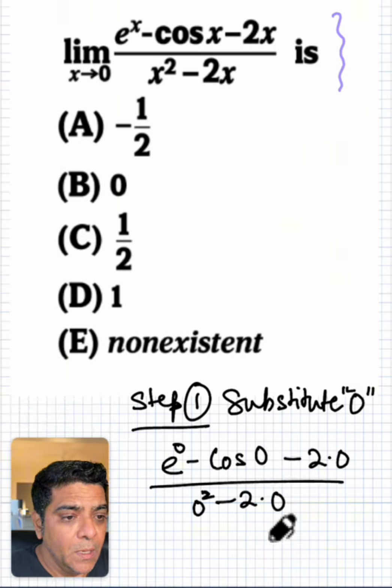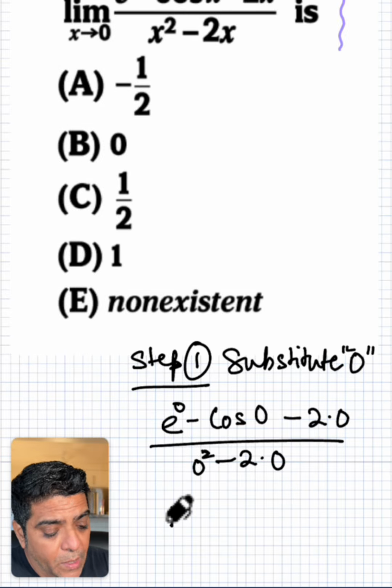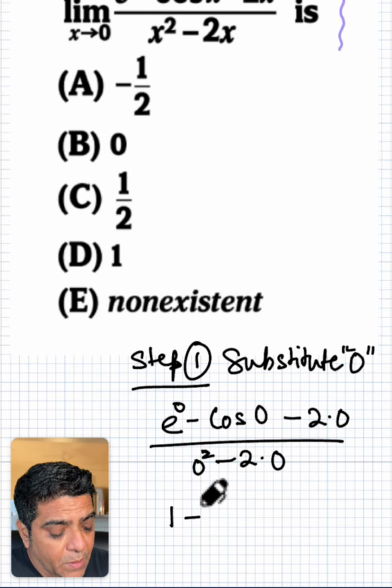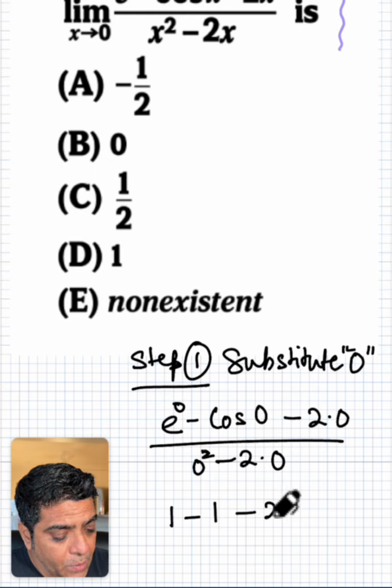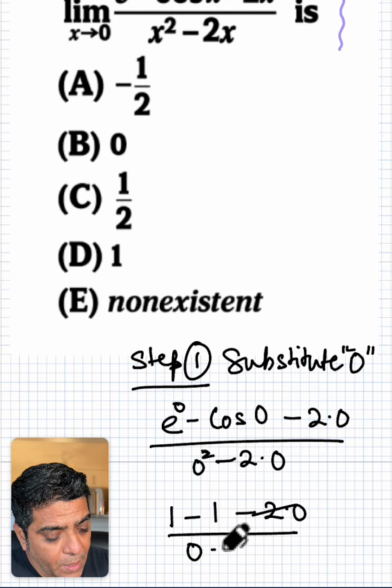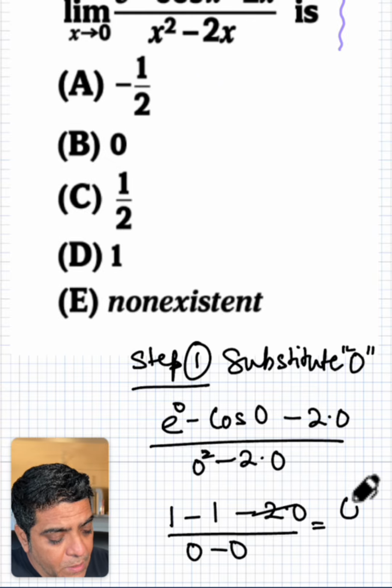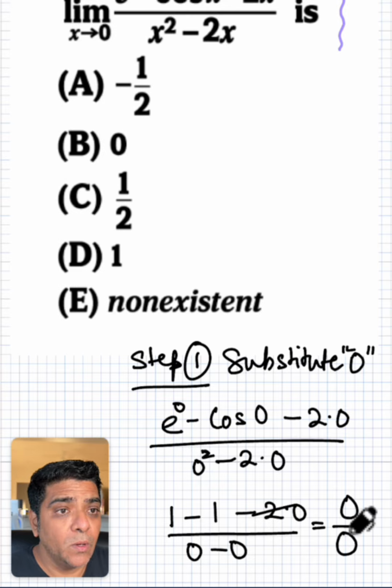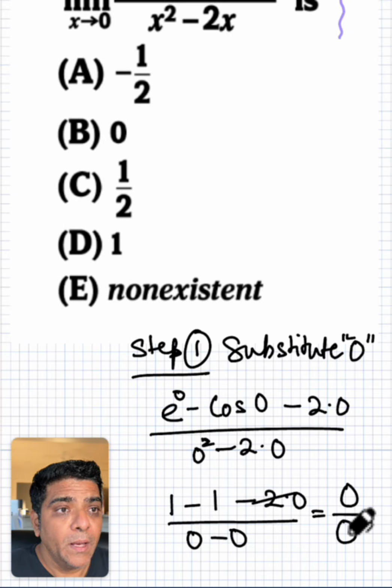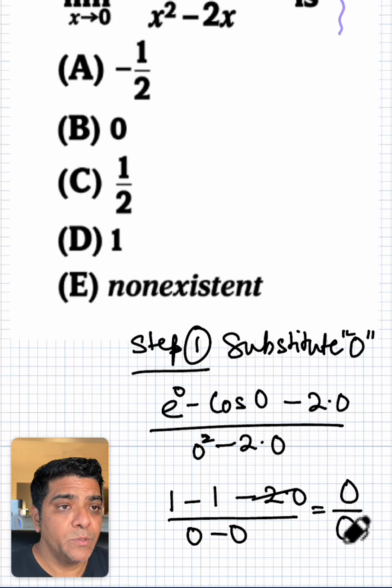Okay, so let's go ahead and clean that up a little. e to the power of 0 is 1, and then minus cosine of 0 is 1, so 1 minus 1, minus 2 times 0, divided by 0 minus 0. So the numerator is basically 0 and the denominator is also 0. So this is called the indeterminate form. That means we are unable to proceed with direct substitution right now.